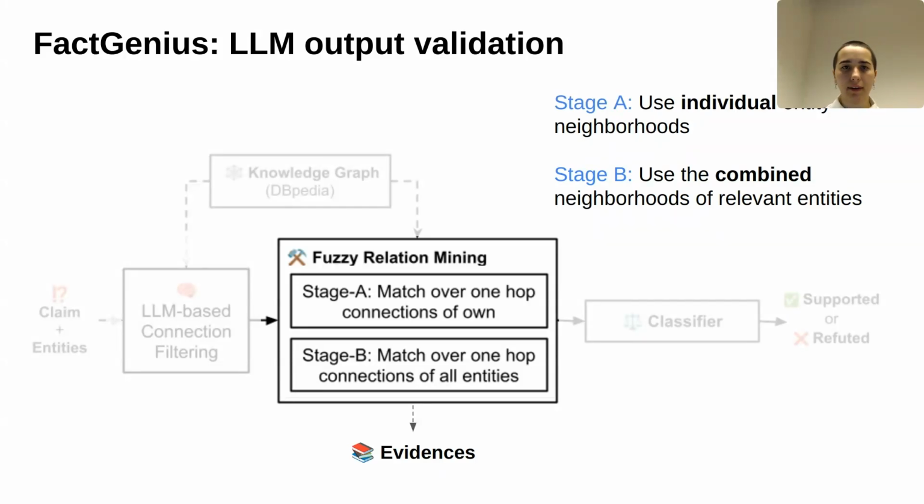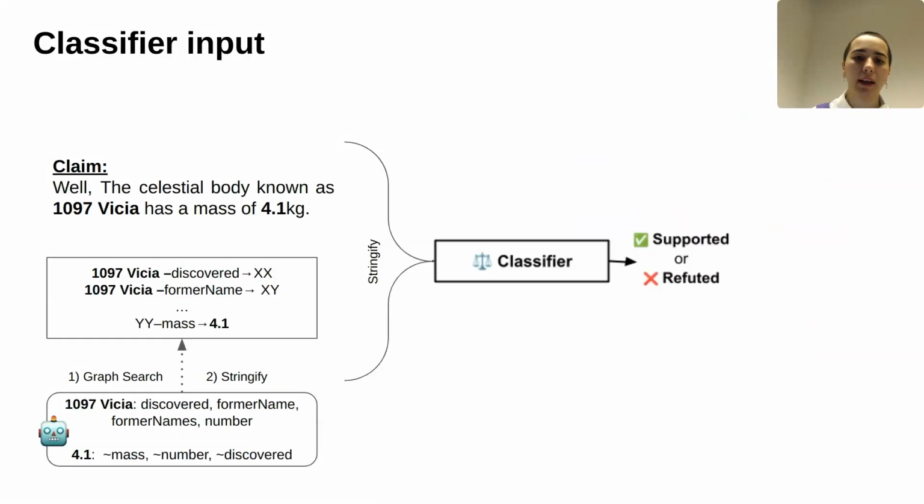They're fairly similar, but for one of the stages, we looked separately at neighborhoods around entities, and in the other stage, we actually combined the neighborhoods of all the relevant entities when we were doing this matching. And you can see more details in the paper.